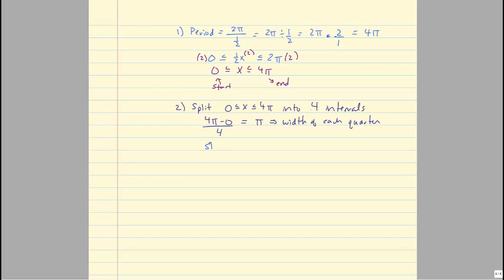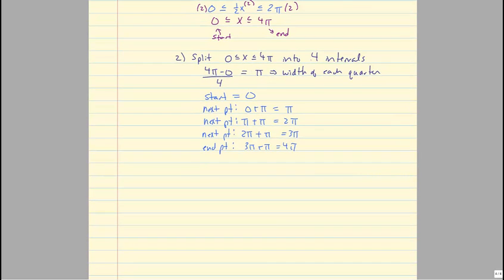So our start point is equal to 0. Next point is 0 plus pi, which is pi. Our next point after that, I'd start with pi and add pi, 2 pi. Next point after that, I'd start with 2 pi, add pi, and I'd get 3 pi. And our end point would be 3 pi plus pi, which is 4 pi. And so that's working out just like I think it should. I should go 0 to 4 pi, and that does here. So I'm going to take these points and plug them into a table.